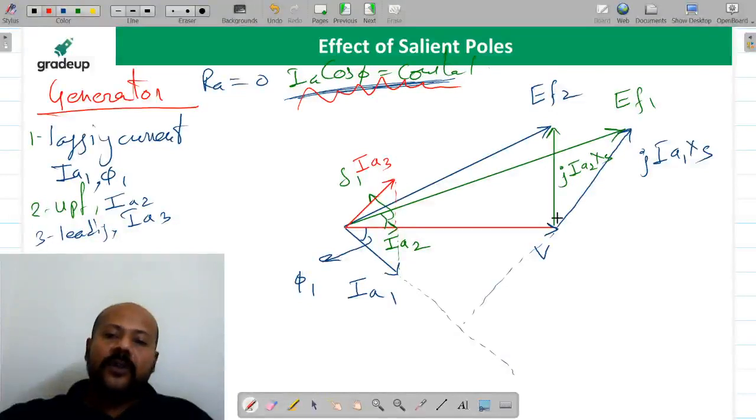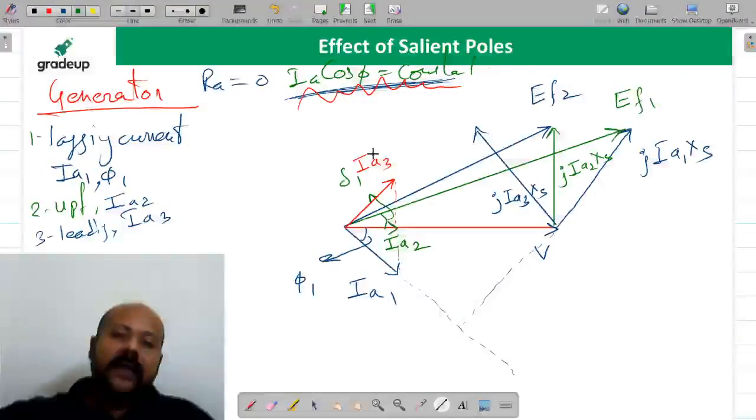What is going to be your jIA3XS drop? It is going to be something like this, 90 degrees to this current. Yes or no? So this is going to be your jIA3XS drop. And finally, what is going to be your excitation EMF? It is going to be something like this.